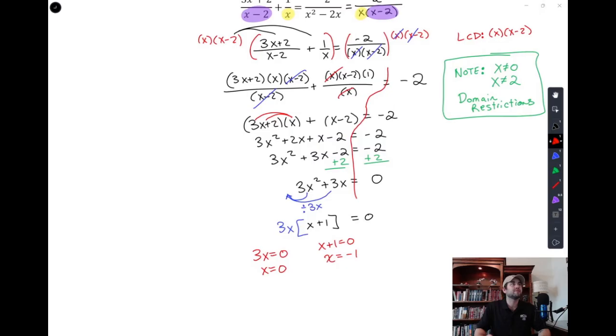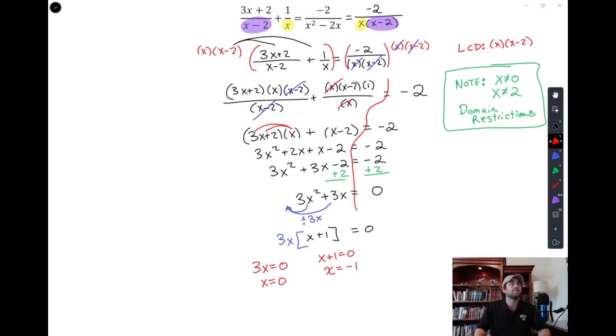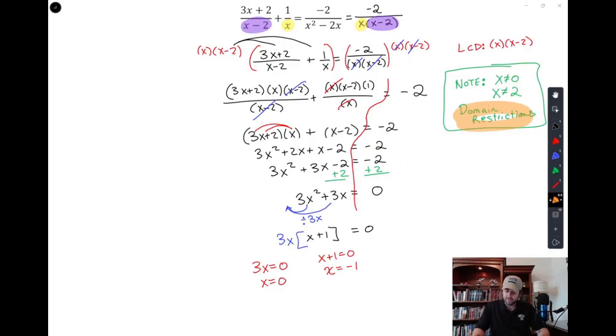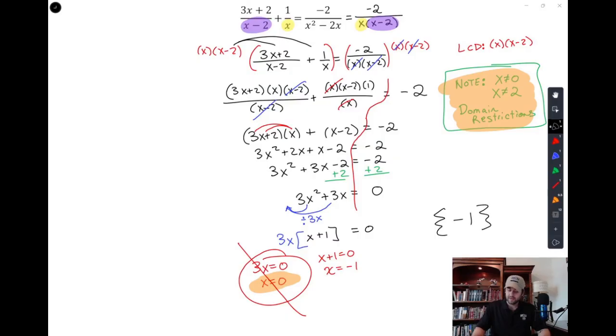And if I zoom out and look at this whole problem, I had a note, a domain restriction from the denominator from the rational function. I said, hey, wait, x is not allowed to be 0. So because, I'll highlight it orange right here, x was not allowed to be 0, this solution is no longer valid. And we're left with only one valid solution of negative 1.